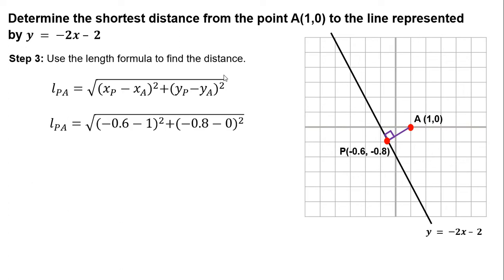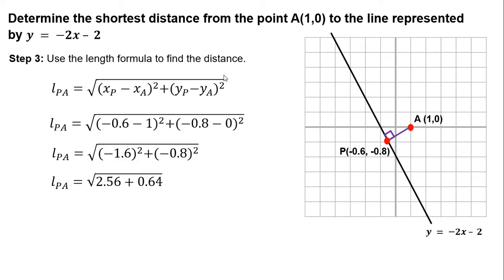What I'm really doing is finding the difference between the x's, that's my horizontal distance, and the distance between the y's, that's my vertical distance. I'm going to square both of them. Whenever I square any number, negative or positive, it becomes positive. I'm going to add them together and then take the square root.